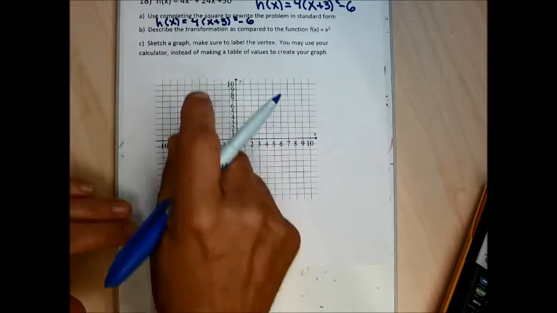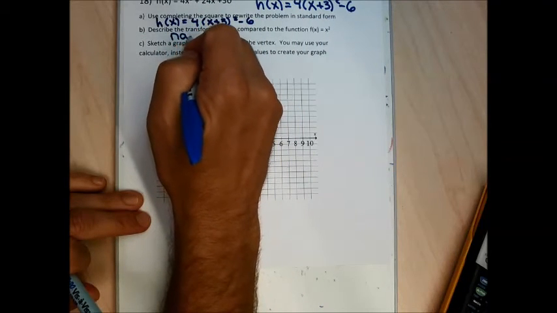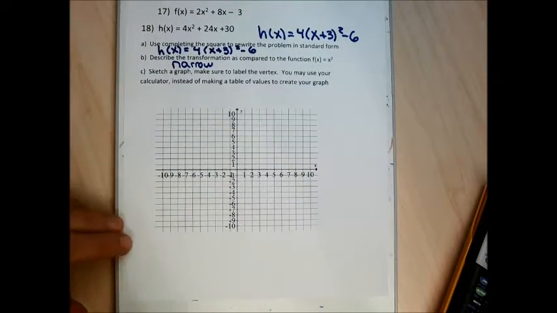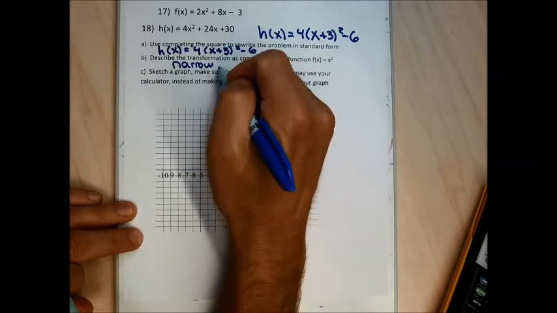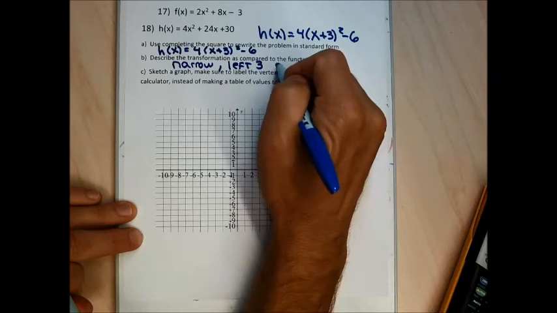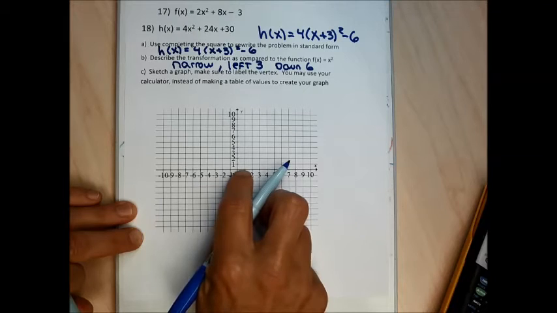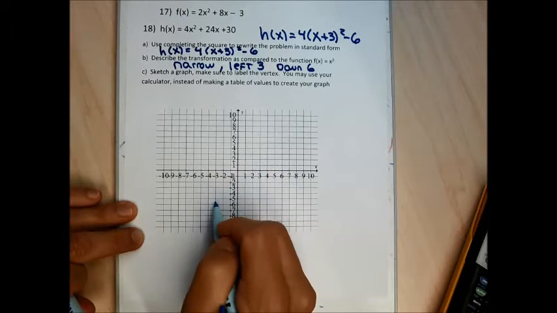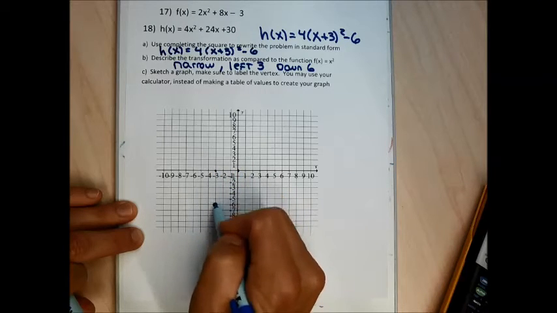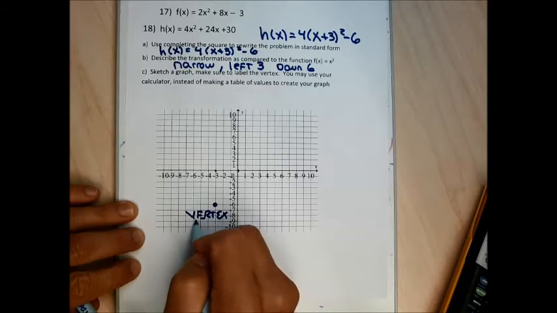When I describe the transformation, the 4 in front of the parentheses is going to make it a narrow or a skinny graph. Technically, we can say it stretches it, but I like using the words narrower and wider. The plus 3 inside the parentheses is going to move it left 3. And the minus 6 is going to move it down 6. So immediately I know the vertex at 0, 0 is going to be moved left 3 and down 6. The vertex should be at the point negative 3, negative 6.